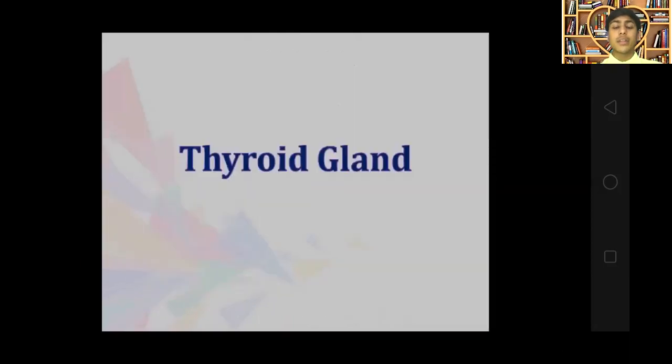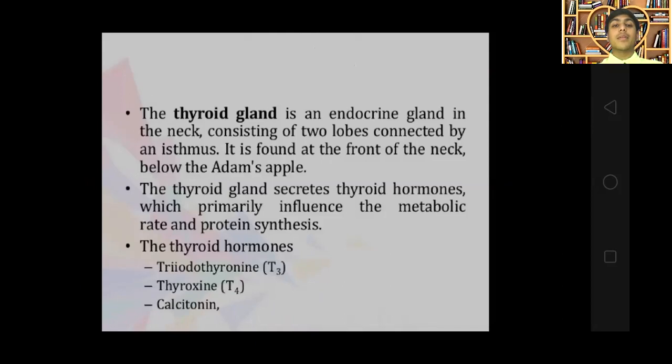Next, we are moving to the thyroid gland. The thyroid gland is an endocrine gland in the neck portion, situated here in this portion. It has two lobes, connected by the isthmus. It is found at the front of the neck below the Adam's apple.